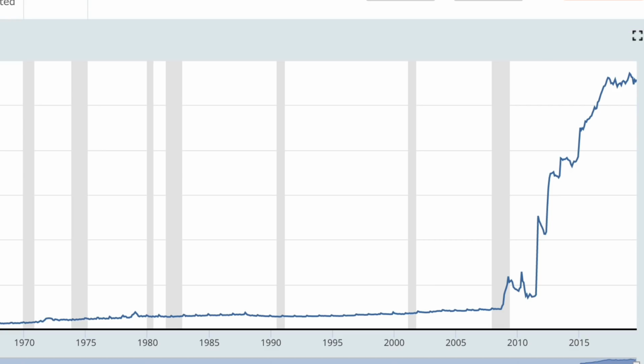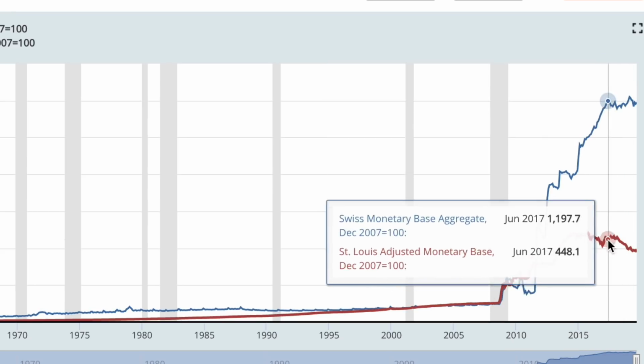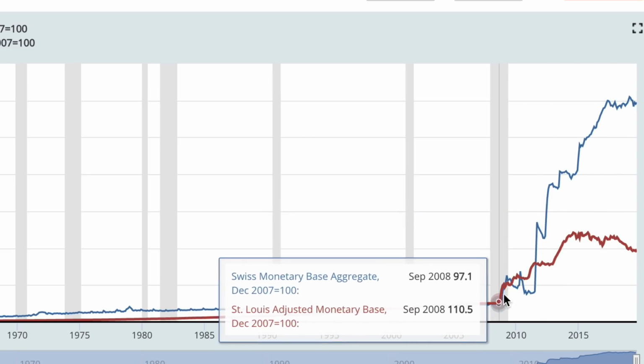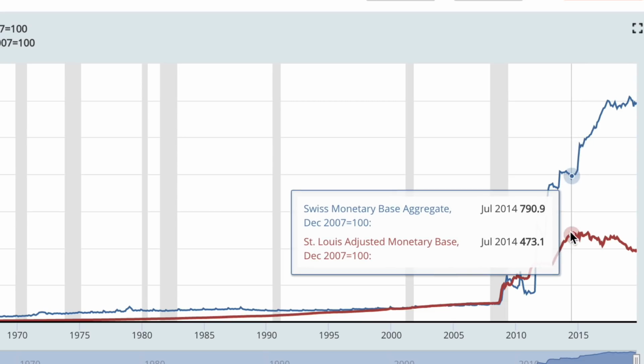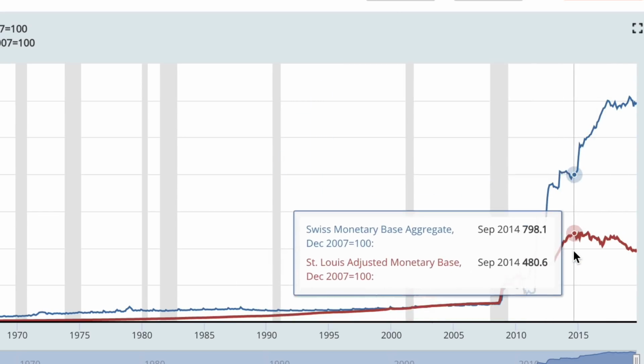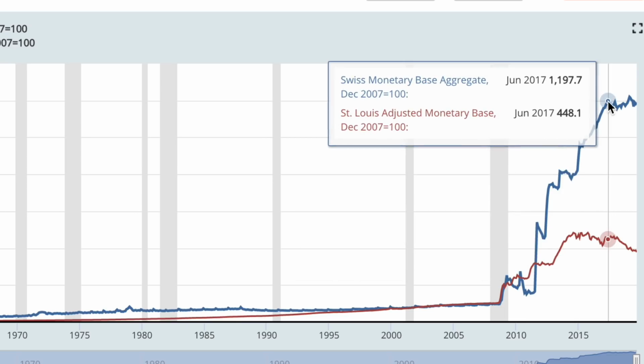Now, to give you a sense of the scale of the Swiss National Bank's currency creation, this is their currency creation compared with the U.S. Federal Reserve's currency creation. So this is all the currency that Ben Bernanke and Janet Yellen created, and then the Swiss National Bank. So we created about 5 times the original amount of currency. They've created 12. 12 times.